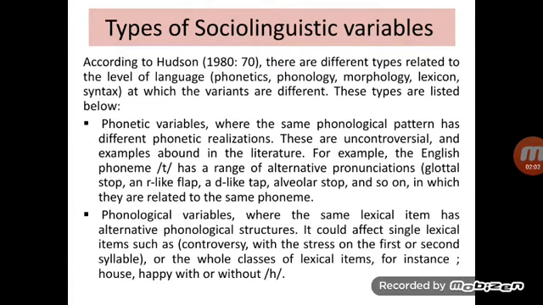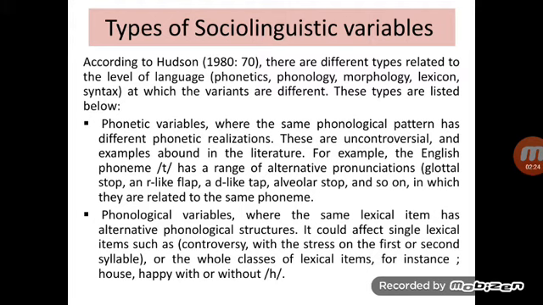Here in the slide, I'm going to list the types of sociolinguistic variables. According to Hudson 1980, page 70, there are different types related to the level of language, including phonetics, phonology, morphology, lexicon, and syntax, at which the variants are different. These types are listed below.